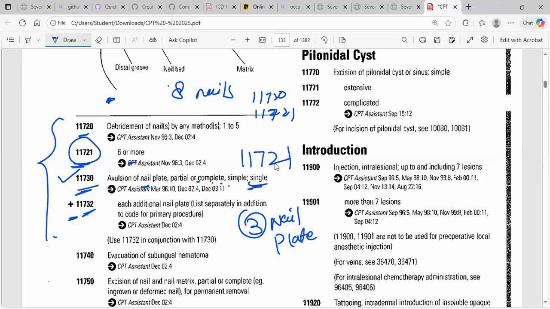If there is avulsion of three nail plates, how many codes do we have to use? Two codes, ma'am. And what will be the codes? 11730 and what? 11732. Do you need to use any additional unit for 11732 or not? Okay, Jamil, tell me how you have identified that we have to use only one unit of 11732.